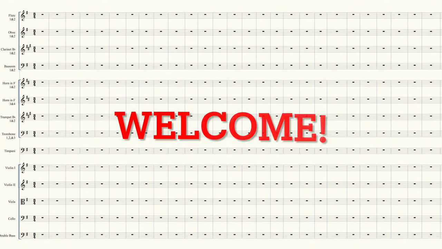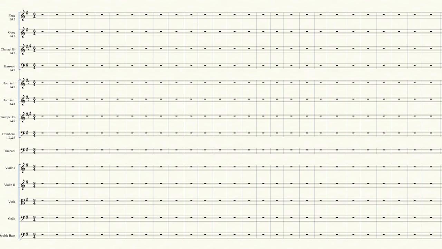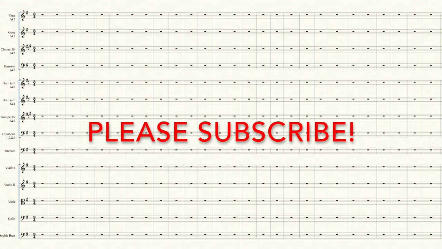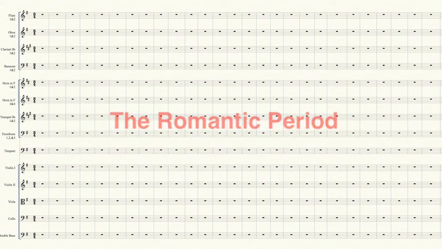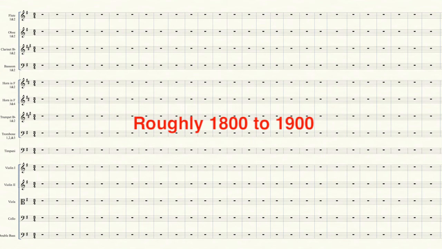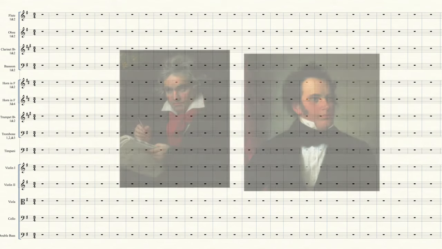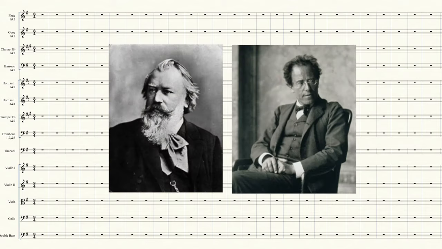Hello, everyone. Welcome to my music tutorials for people who want to learn how to compose music, but also people who want to enjoy music and want to understand it better. The Romantic period in music is very roughly between 1800 and 1900, and it stretches all the way from early Romantic composers like Beethoven and Schubert to late Romantic composers like Brahms and Mahler.